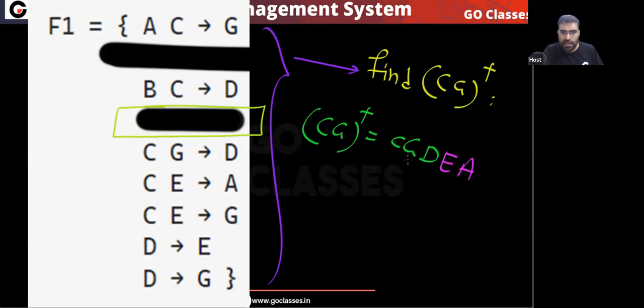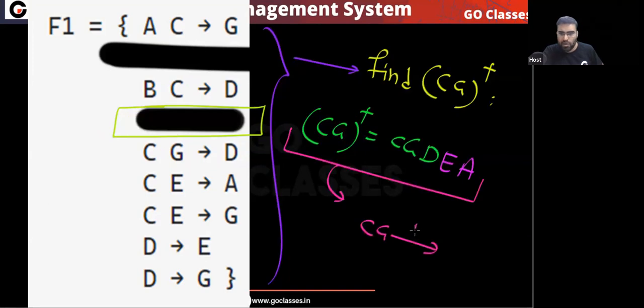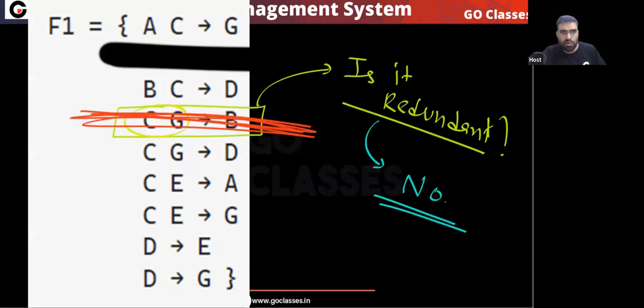Okay, so basically, can I get B? I cannot get B, right? So can you notice? CG does not determine B. This B we did not get. So what I can say, this is also not redundant. Is this redundant? The answer is no. If you remove this, then CG cannot determine B.